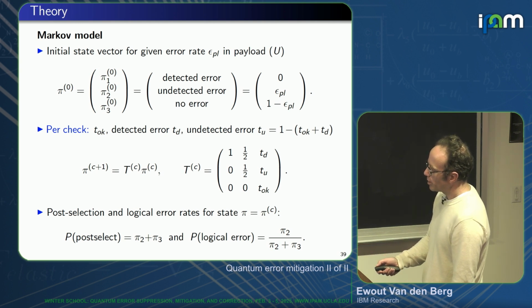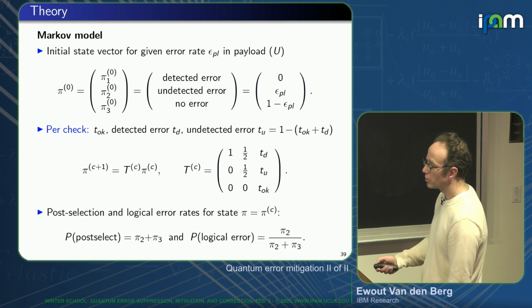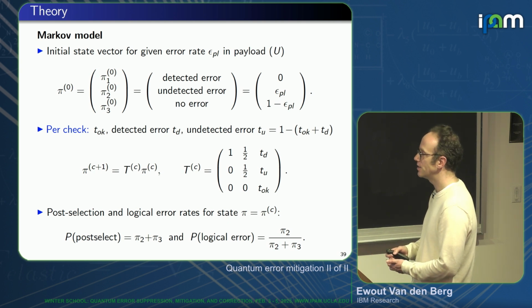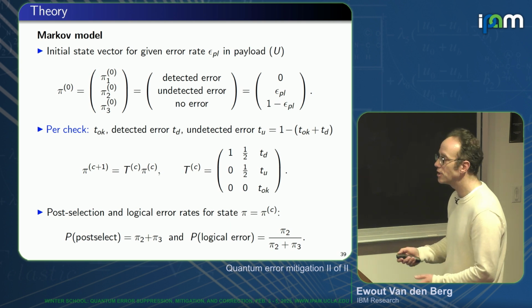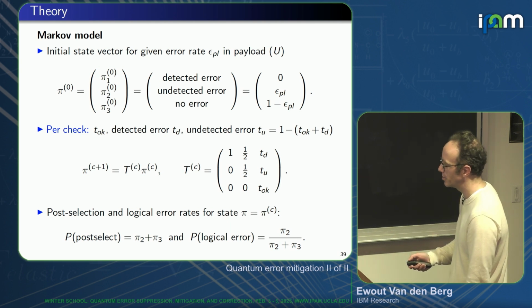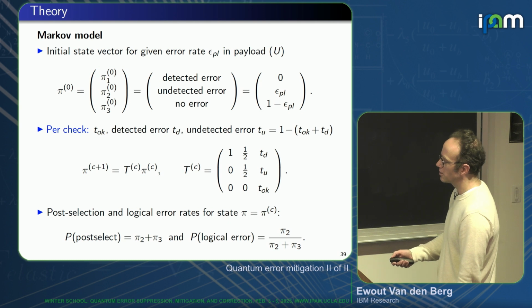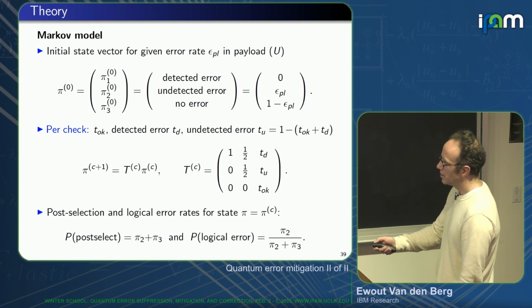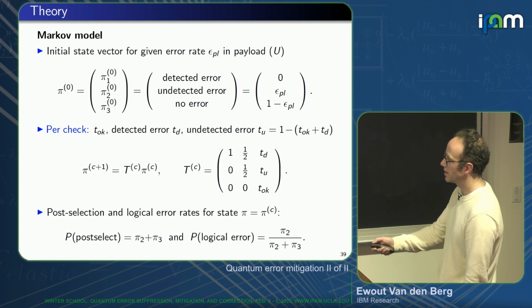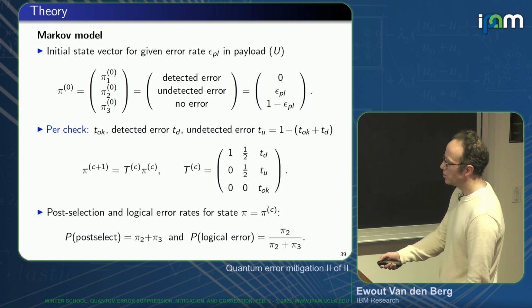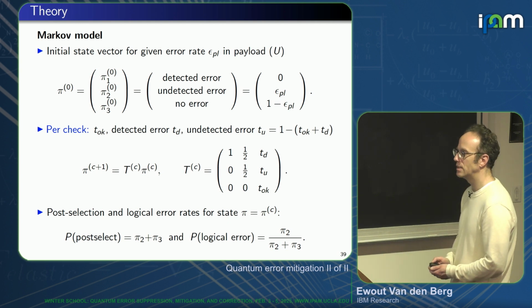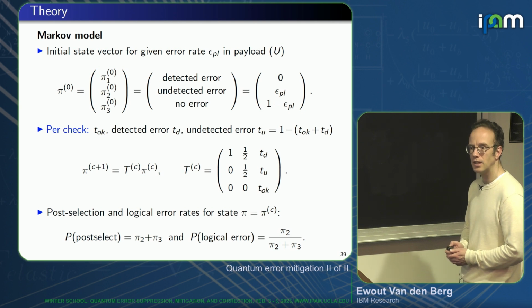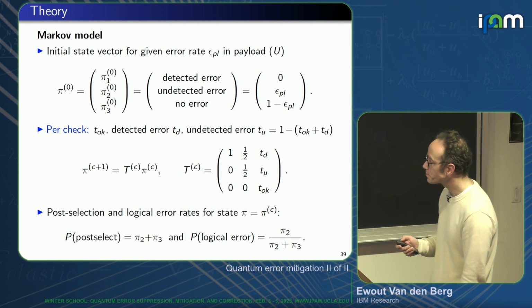And then we want to look at the post-selection and the logical error rates, for a given state. Post-selection is just you select everything that either has an undetected error or no error. So you just get rid of your detected errors. The logical error rate is, amongst those, which one has an error. That's just the undetected error. So pi2 divided by pi2 plus pi3 gives you the logical error rate after this process.